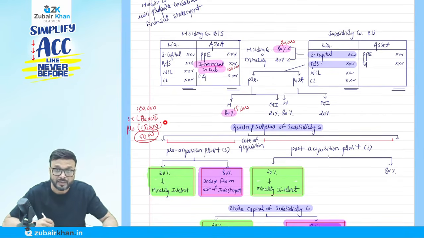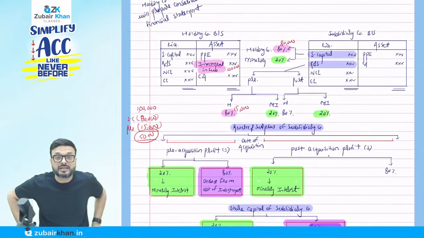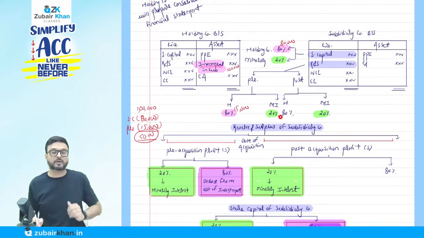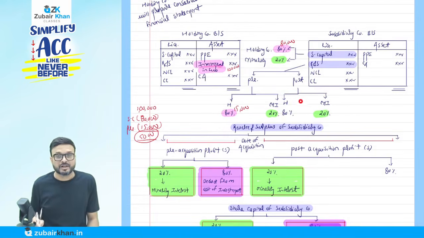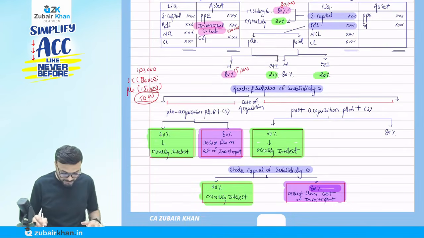But one more thing which is not yet covered. Which one? This is the post-acquisition profit. This profit basically did not exist. Whatever belongs to minority, we know that. But this profit, this 80 I'm talking about now, did not exist on the date of acquisition. So it's a revenue nature profit. So what should we do? What should be the treatment of this?